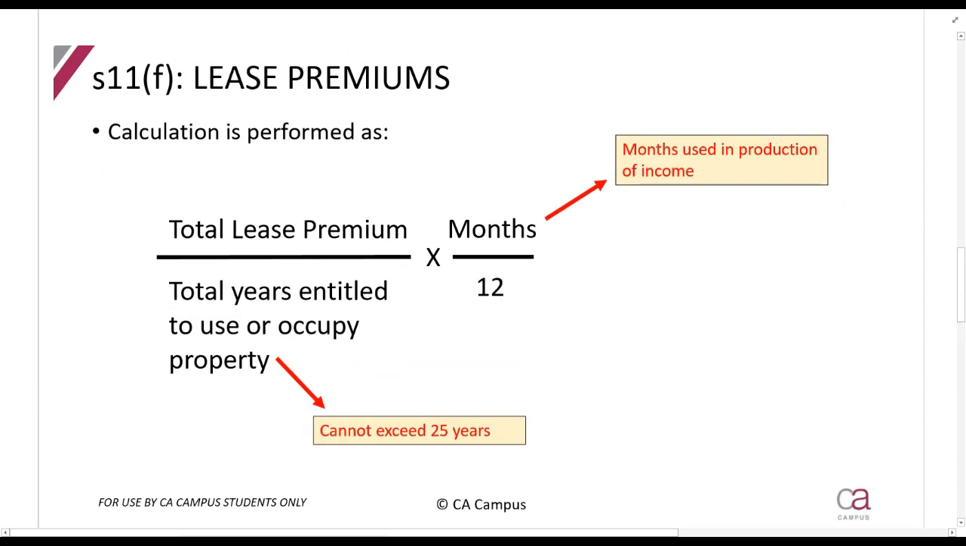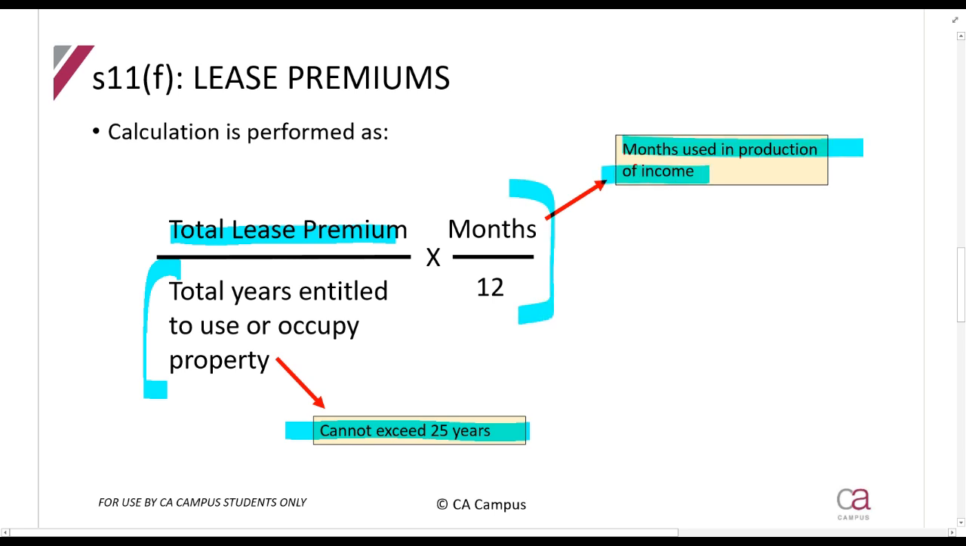So lease premiums, this is how the calculation works. You take the total lease premium amount divided by the total years that you are entitled to occupy the property. That amount cannot be more than 25, and you will apportion it for the period of the year that it was used in the production of income.